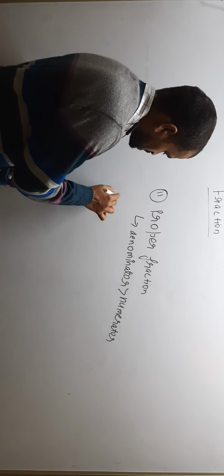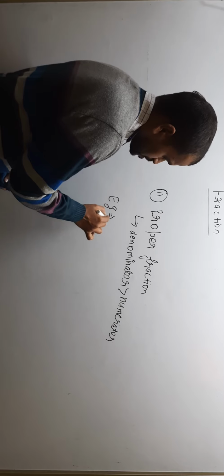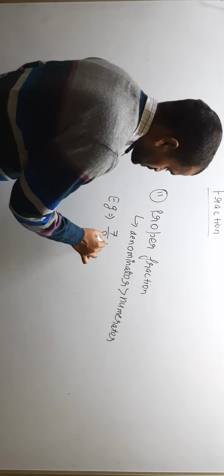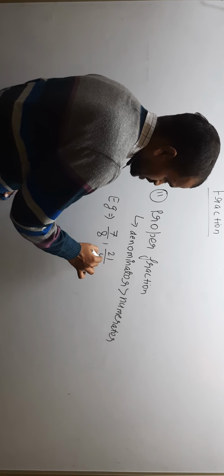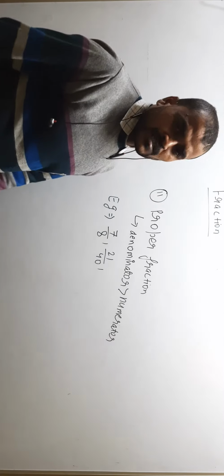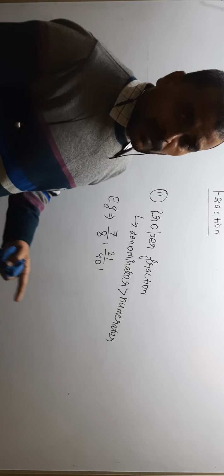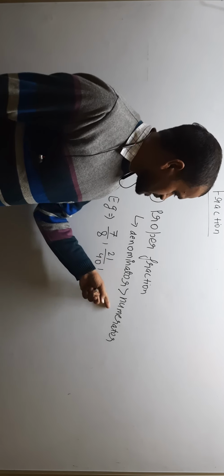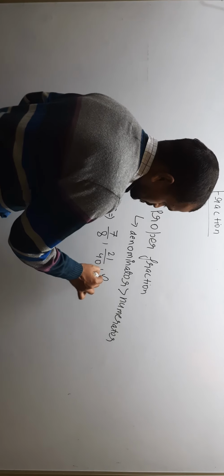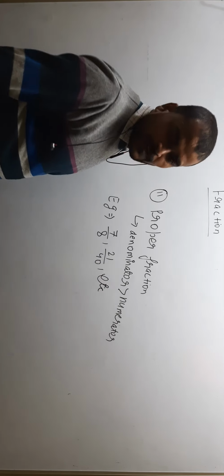Let's see here some examples. For example, I have written 7 upon 8. So this is called the proper fraction. If I write 21 upon 40, this is called proper fraction. You can give so many examples in this way. But remember one thing, the denominator is always greater than the numerator. It means the value of denominator is always greater than the value of the numerator. And many more. So this is all about the proper fraction.